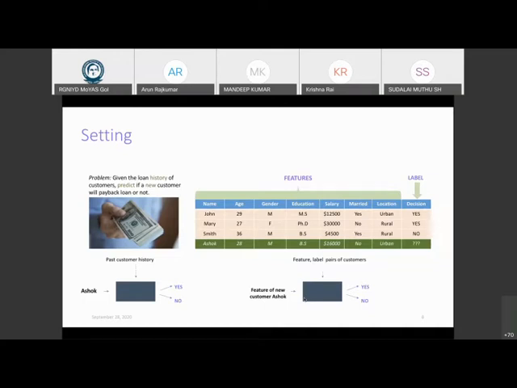Anyone? It's okay if the answer is wrong. There is no right or wrong answer. Try to come up with something. So how do you think about this problem? Let's say you are the bank. You have this information, and now you have to make this decision for a new customer. How would you make this decision? Anyone?